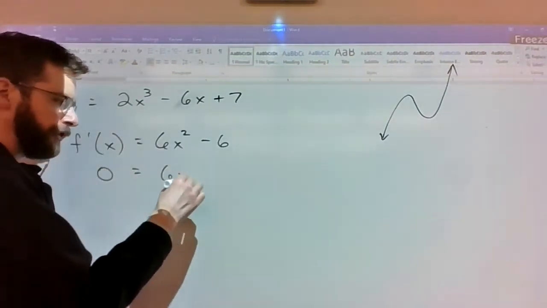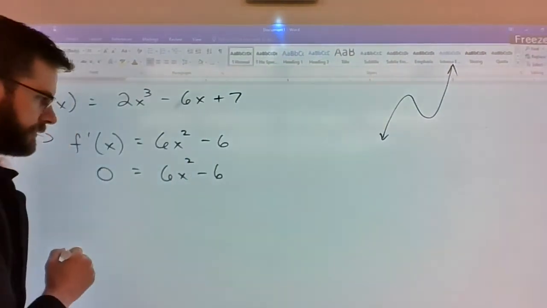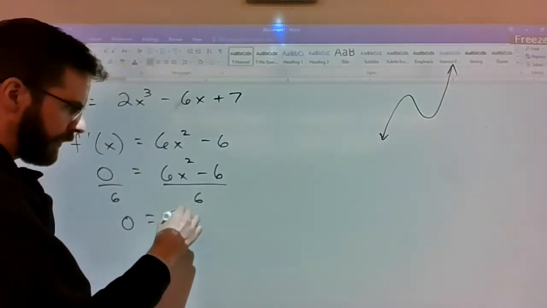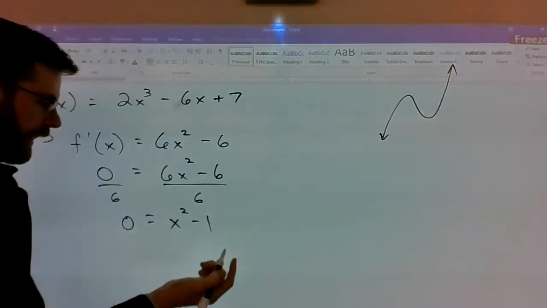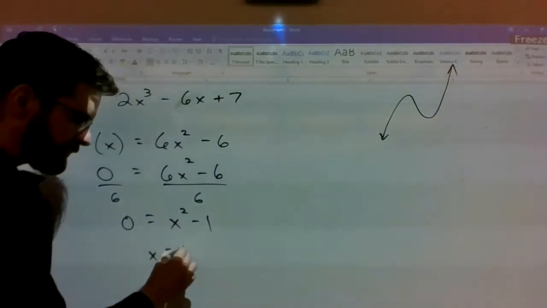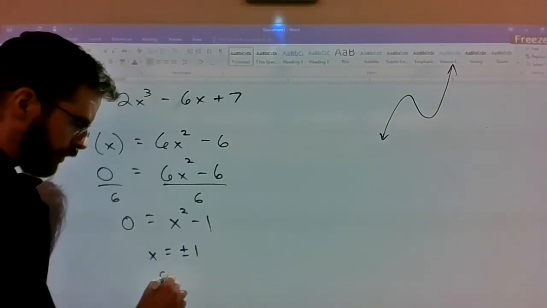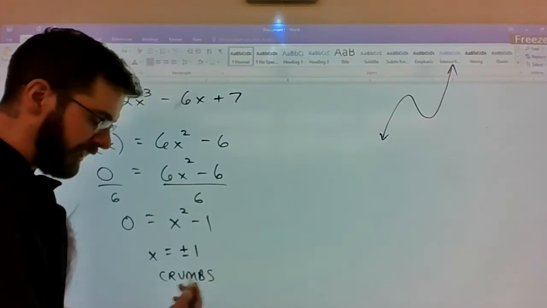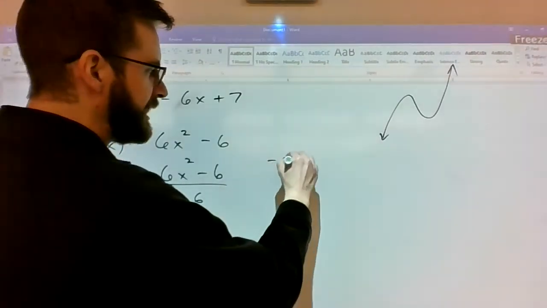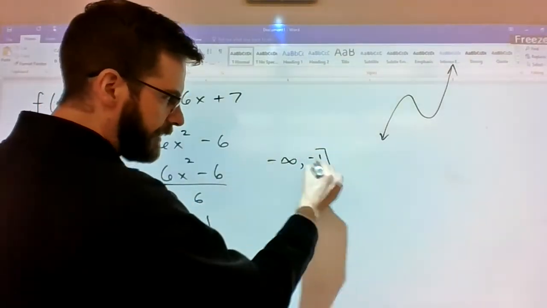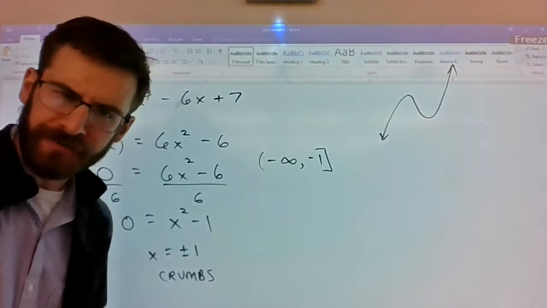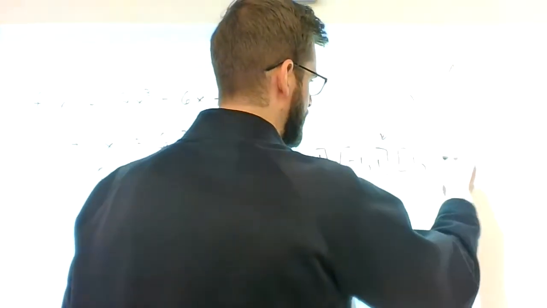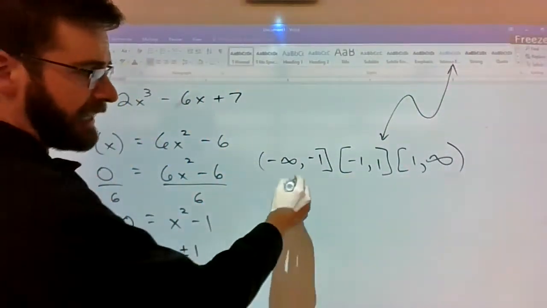So we need to find our critical numbers. We can divide everybody by 6 here. That'd be 0 is equal to x squared minus 1. And this is just going to give us x equals plus or minus 1. These are our critical numbers, more affectionately known as crumbers, or we could even go crumbs, right? So negative infinity to negative 1, we're going to bracket it for intervals of increasing and decreasing. Bracket, bracket, and then just test a point like normal.